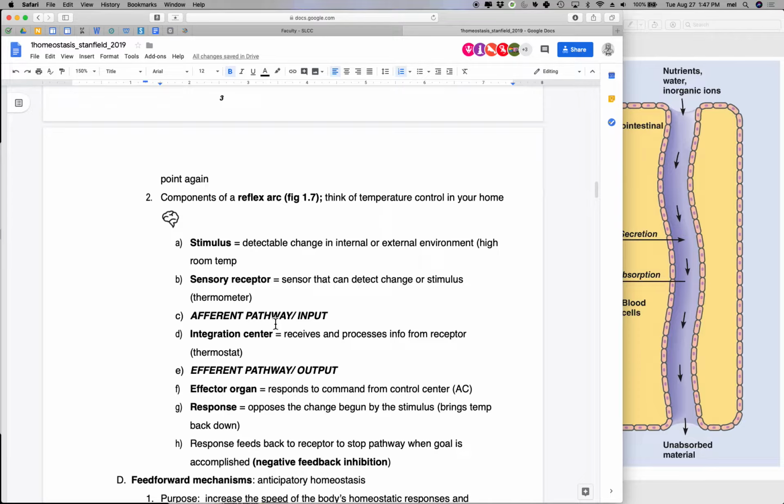72, 76, what is it? It's 76 degrees. You told it to be 72. You're going to send out a signal that can effect that change. It's the air conditioner. Yes?